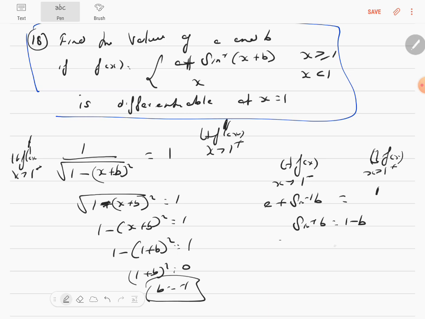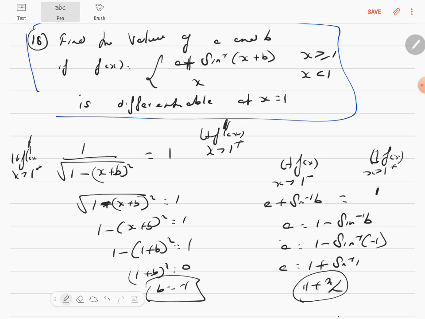A plus sine inverse b equals 1, and what you want is a, so let's write what a is. A is equal to 1 minus sine inverse of b, and b itself is minus 1. Sine inverse of minus 1 is, for a negative argument, minus sine inverse of 1, so it will be 1 plus pi by 2. So thus you can get the value of a and b.